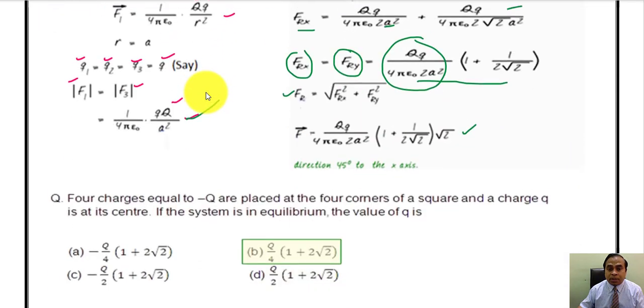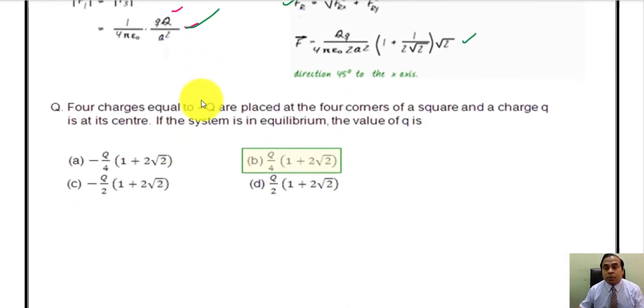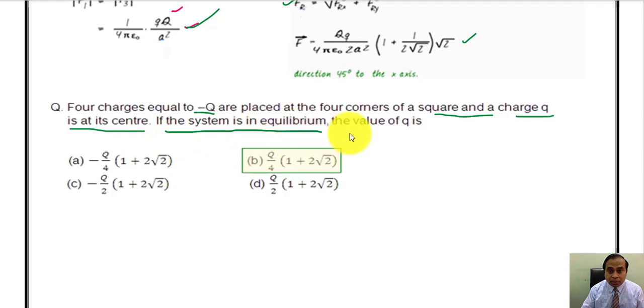So it is a very important question. Now let us look at a similar type of question that has come many times in MCQs, competitive examinations and board exams as well. Four charges equal to minus q in magnitude are placed at the four corners of a square, and a charge small q, a test charge, is at its center. You want to put the system in equilibrium. What should be the value of small q?